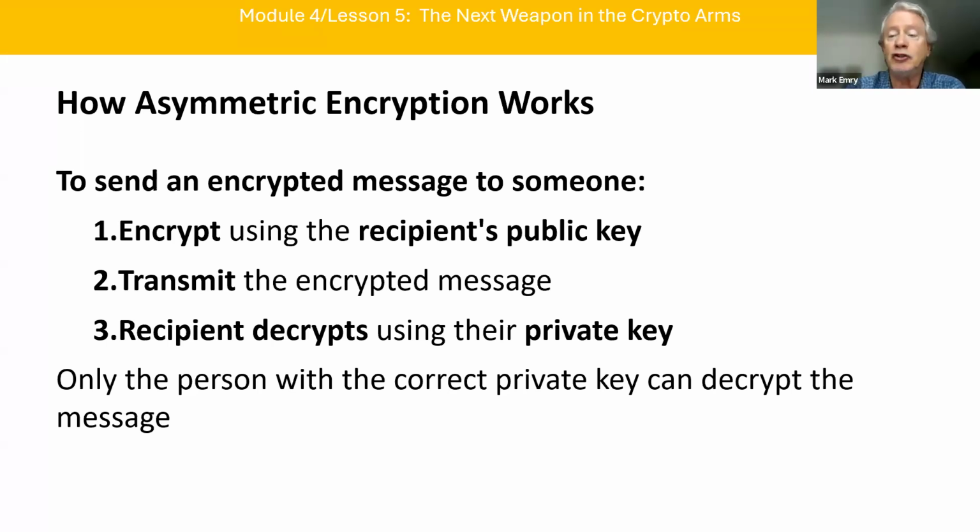So in summary, encryption uses the recipient's public key. Decryption uses the recipient's private key. This ensures confidentiality as only the intended recipient, me, can decrypt and read the message.